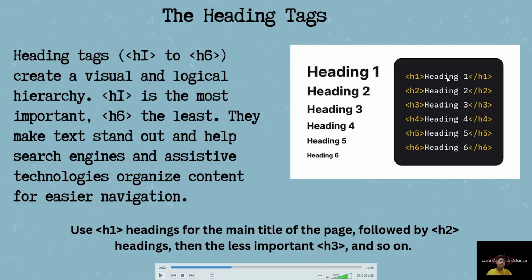So let's see. This is H1. The font size will be like this. This is H2, 3, 4, 5, and 6. I mean this is the hierarchy. Use H1 headings for the main title of the page, followed by H2 headings and the less important H3 and so on. So let's move on to the next thing.